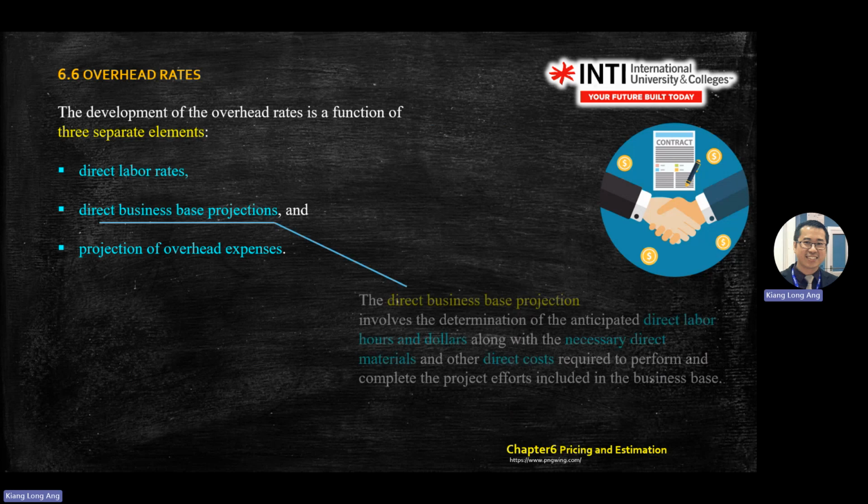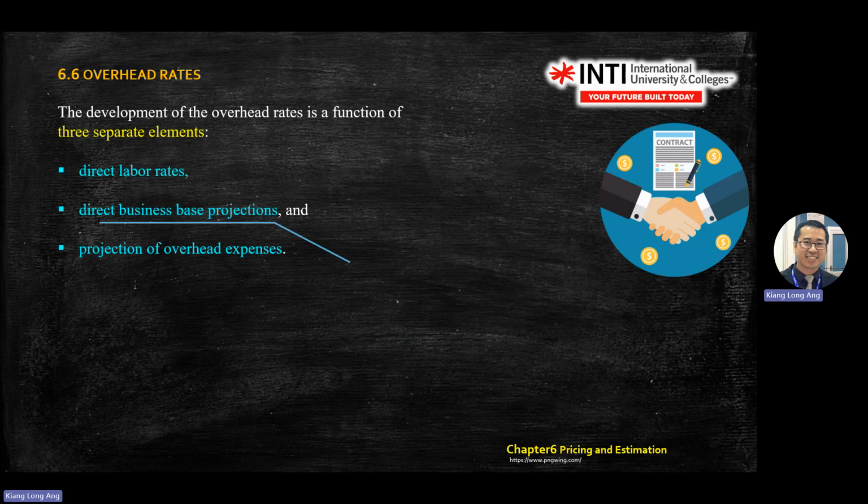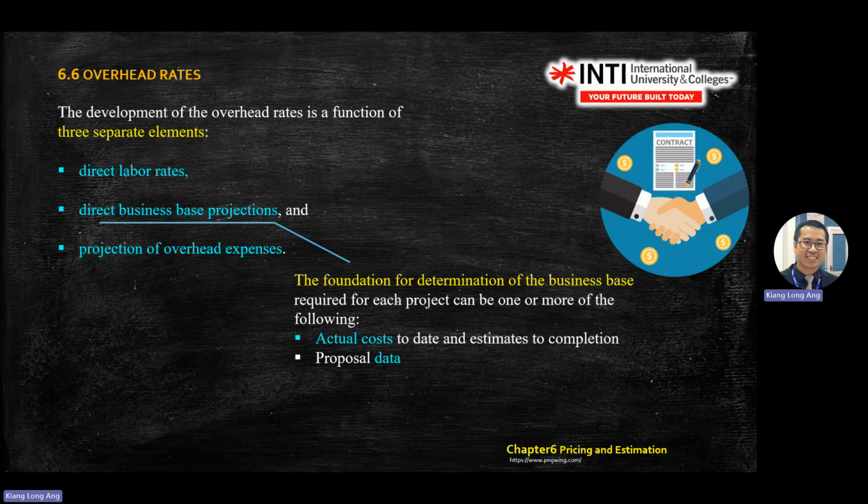Okay, this one you also read from the slides. Yeah, this one you read. This one you read. How do you come up with the equation for the overhead rate? You need 3 parameters: direct labor rate, direct business-based projection of overhead expenses, and all these are the factors that you need to consider.